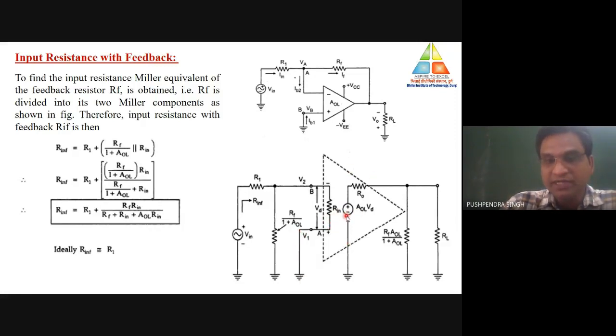Similarly, at the output terminal, in the practical open loop condition, this is the internal circuitry of the op-amp: AOL into VD and R0. These are the internal components in the operational amplifier, connected in series. Then at the output terminal, one part of the feedback element is connected in parallel with the load. That component is RF into gain divided by 1 plus gain. And at the output terminal, the load is connected. So this is the complete circuit diagram for calculating the input resistance.